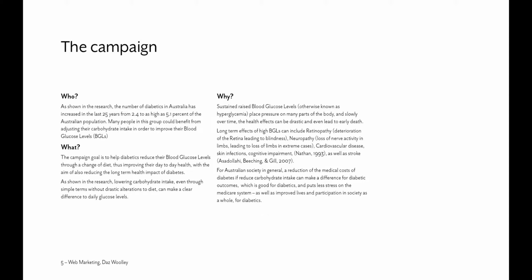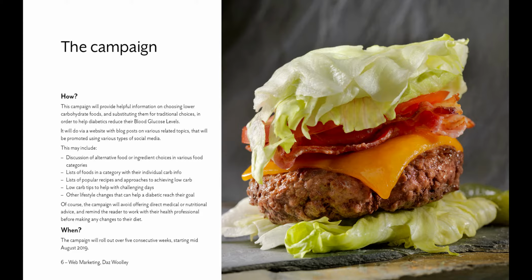To do this, the campaign will provide info on various aspects of the topic, how to choose alternative foods in a group with a view to reducing the carb content, and give lists of foods with their carb content so that individuals can feel empowered with knowledge to make best choices, as well as give simple recipes and approaches to lowering carb. There'll also be low-carb tips for challenging days, help with other lifestyle changes that might help a diabetic reach their goal. Delivered over 5 weeks starting mid-August, the campaign will feature a central website-based blog, also promoted regularly through various types of social media.